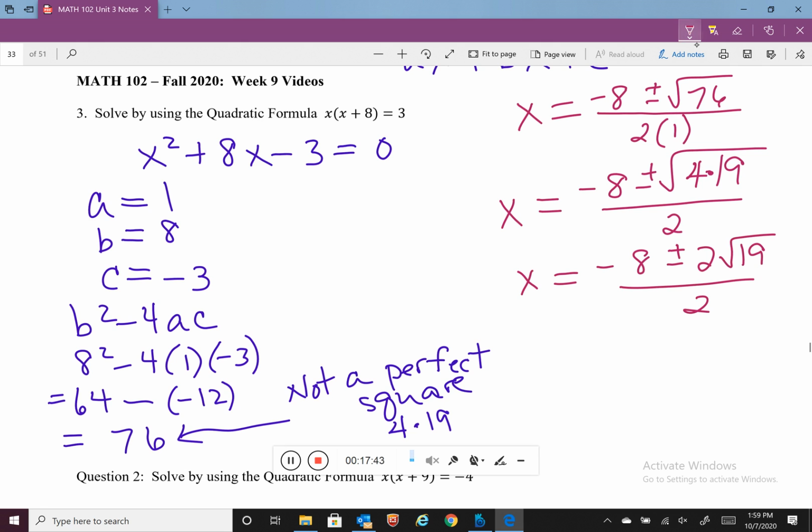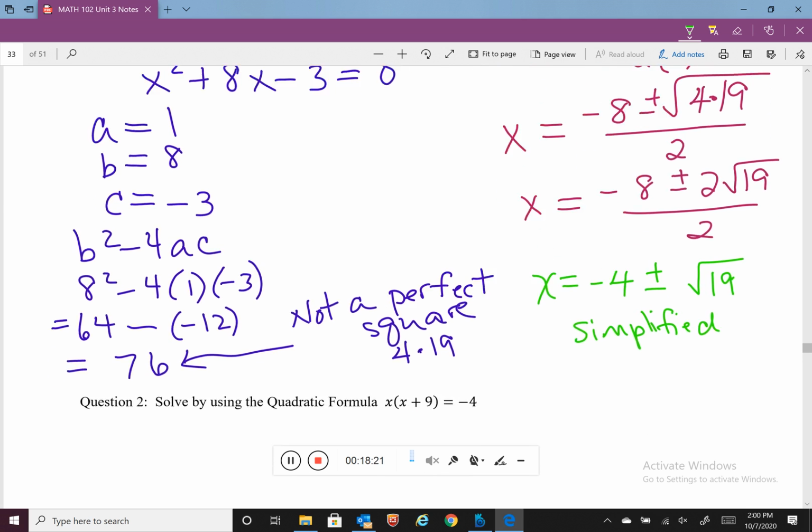And then finally, what I would like you to notice with this problem is 8, 2, and 2 are all even. So negative 8 divided by 2 becomes negative 4. Positive 2 divided by 2 becomes 1. And so we have plus or minus 1 square root of 19. So that is simplified. Man, you want to always push yourself to do that.